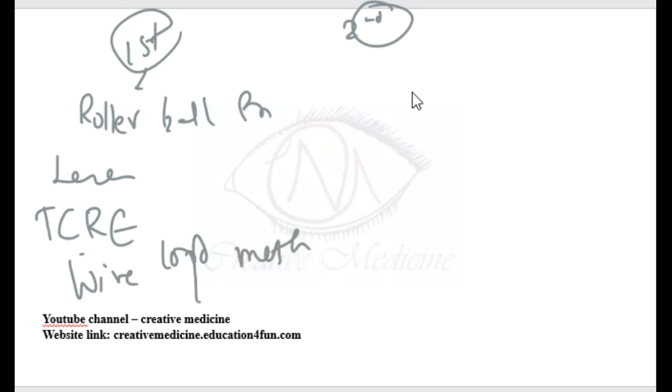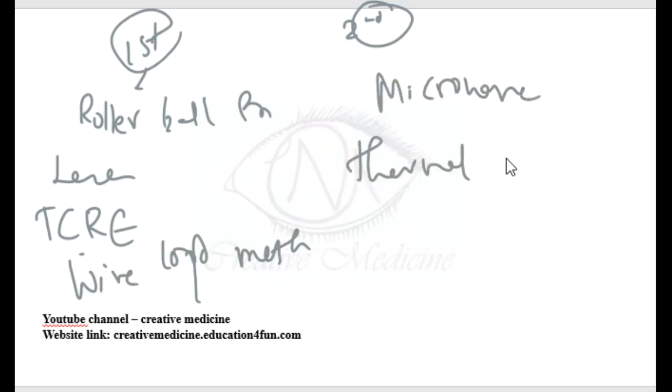Examples of second generation endometrial ablation include the microwave method, thermal balloon method, and cryosurgery method.